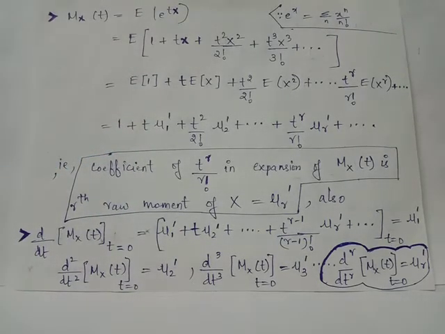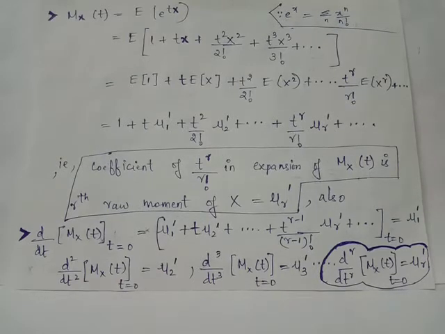Notice that the coefficient of t raised to r upon r factorial in this expansion is giving us the rth raw moment of the variable capital X. That is, whenever we look into the coefficient of any general t raised to r upon r factorial, we are getting the rth raw moment. Therefore, this moment generating function does give us information about moments. It does generate moments, and that's why it's known as moment generating function.